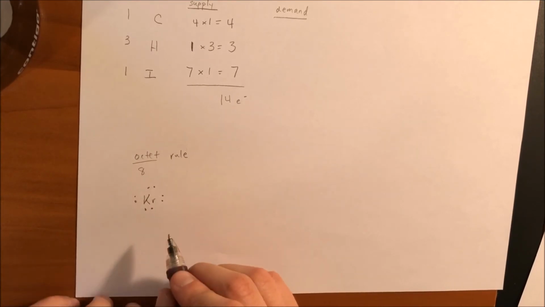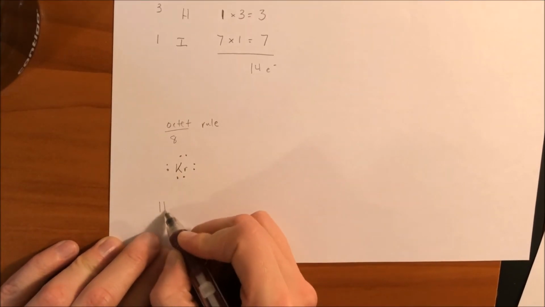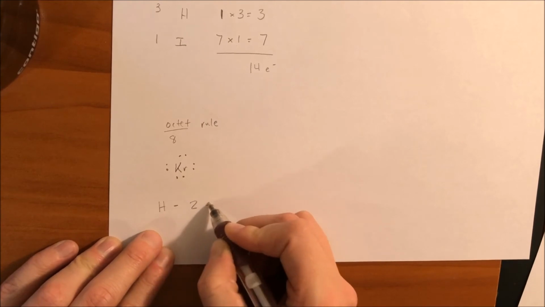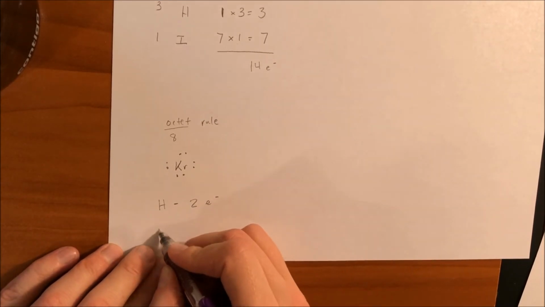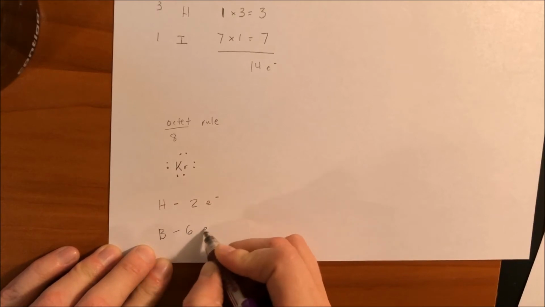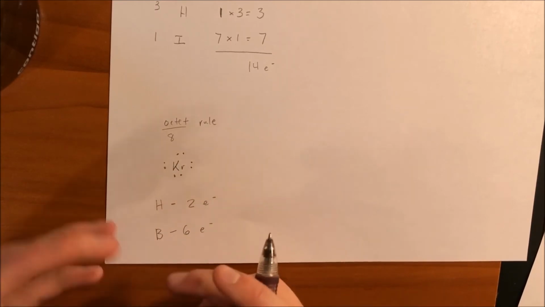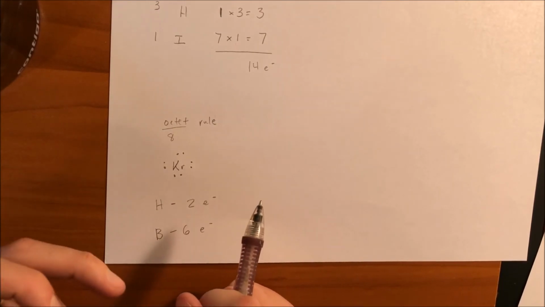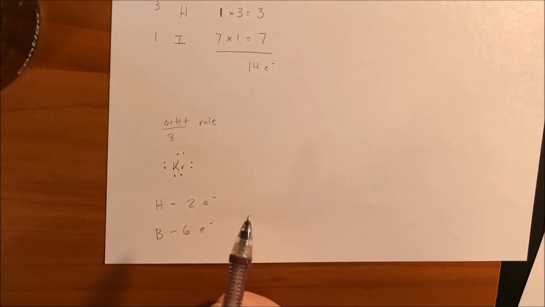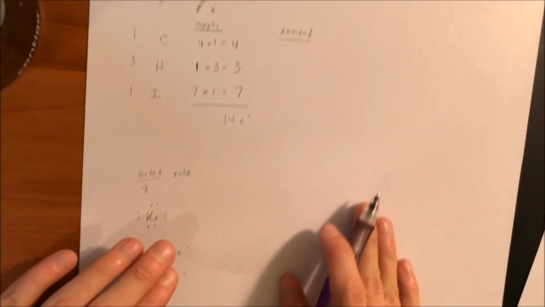However, there are a few exceptions that I do want you to be aware of. For hydrogen, it's satisfied with only 2 valence electrons. And also for boron, we'll see it's satisfied with only 6. So, in reality, the octet rule isn't a rule that applies every time. It's more of a suggestion, but we'll see that it works fairly well for most atoms.